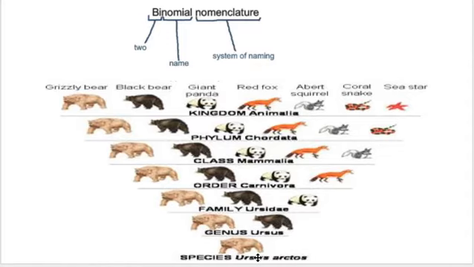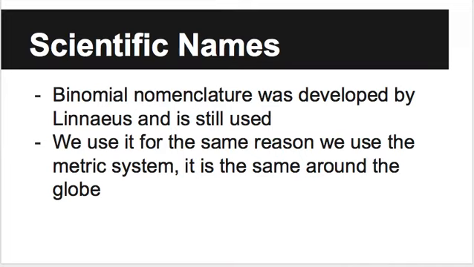We lose our panda when we go to our genus Ursus, and we lose the black bear when we get to our species. So these two things are very, very closely related, but if we want to identify just the grizzly bear, we need to have the genus name and the species name. The genus is Ursus, and the species name is Ursus arctos.